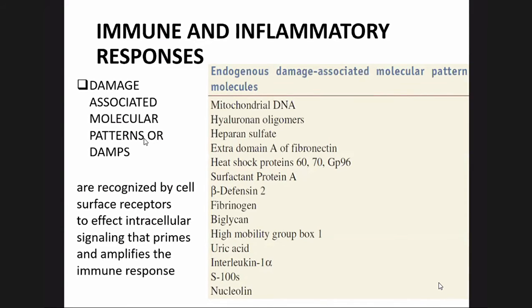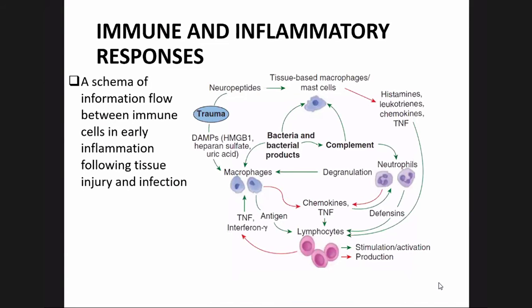So we have here damage-associated molecular patterns, or DAMPs. These are recognized by cell surface receptors to affect intracellular signaling that primes and amplifies the immune response. Here are examples of endogenous damage-associated molecular patterns. And then we have the schema of information flow between immune cells in early inflammation following tissue injury.